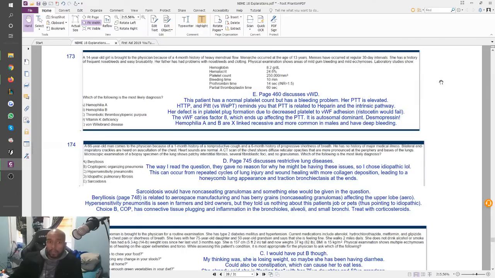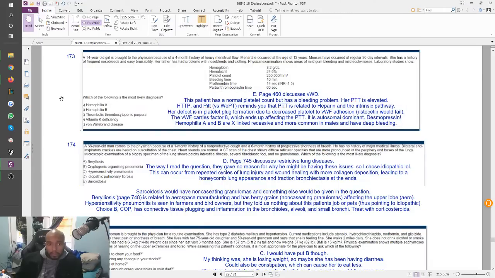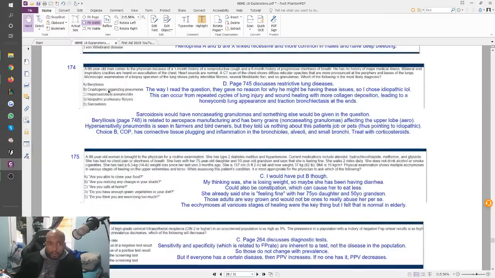Okay, so not that bad at all. Von Willebrand factor carries factor 8. Yeah, that's actually the correct way of putting it. Yeah, so pretty straightforward question.